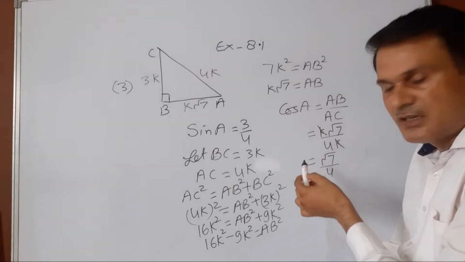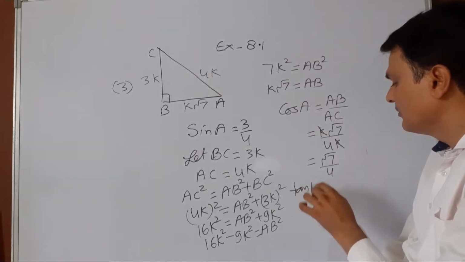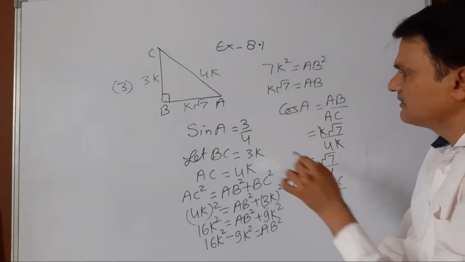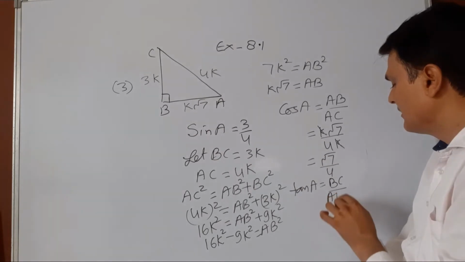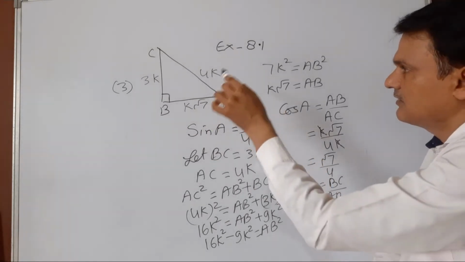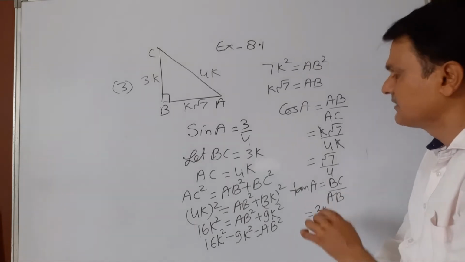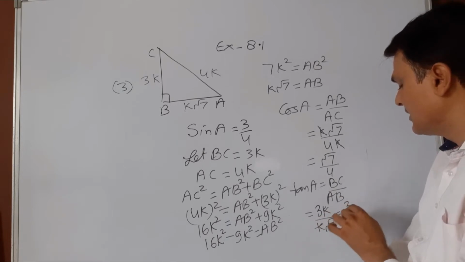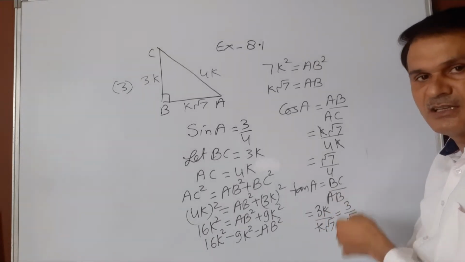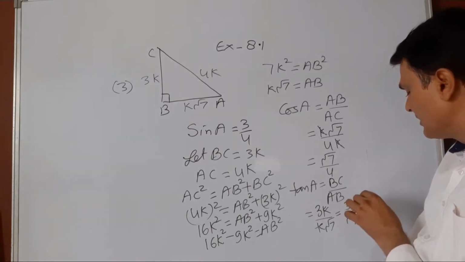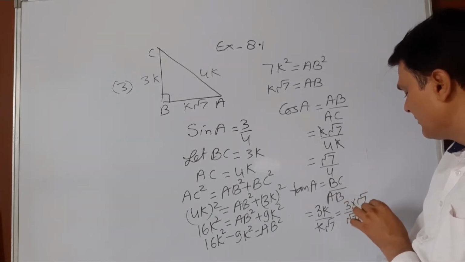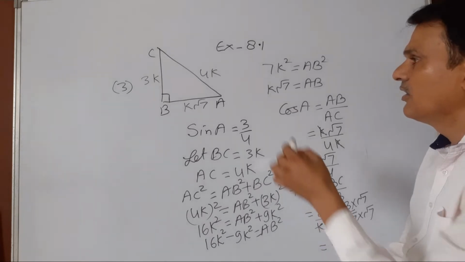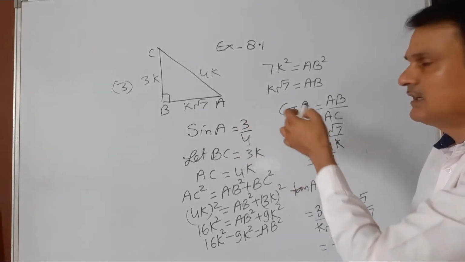And also we have to find out tan A. So tan A equals the side opposite to angle A, BC, upon the side next to A, AB. This equals BC, 3K, upon AB, K root 7, and K cancels out, we get 3 upon root 7. Also we can rationalize this by multiplying root 7 to numerator and denominator. We get 3 root 7 upon 7. This is the answer of tan A and cos A.